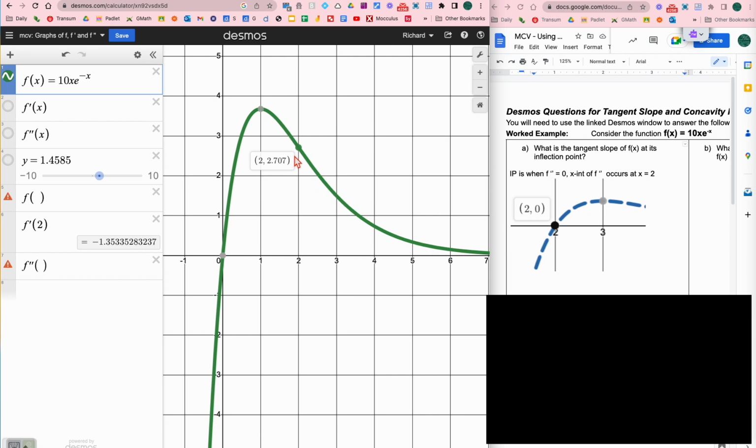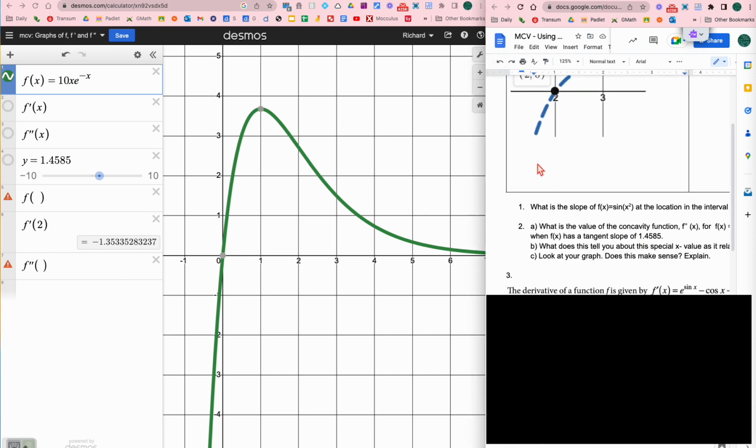We don't even have to think about the y value of the original function here. Remember, we're always dealing with 3 y values: the y value of the original function, the y value of the slope function, and the y value of the concavity function. And you have to figure out which one is which. Okay, so now that we've got that, I can just copy this and paste in the answer.